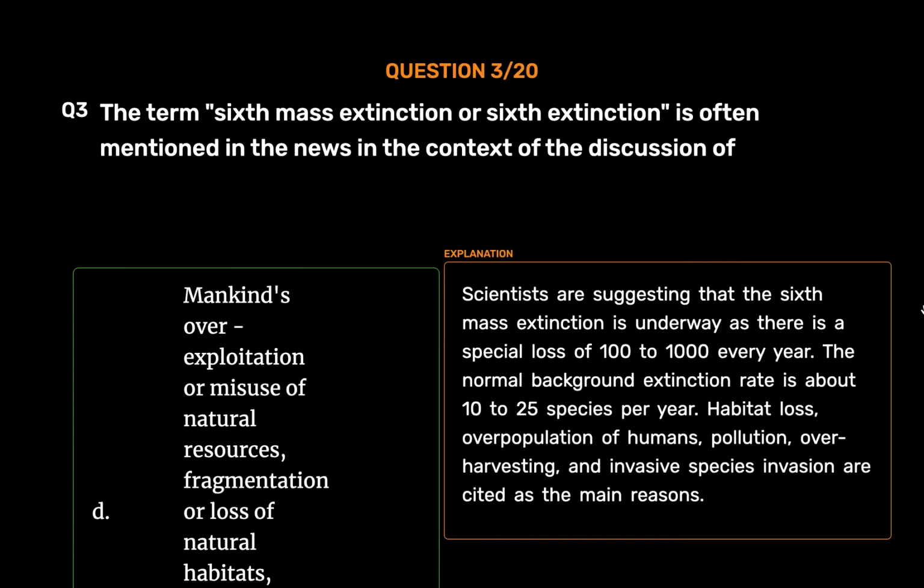change. Scientists are suggesting that the sixth mass extinction is underway as there is a species loss of 100 to 1000 every year. The normal background extinction rate is about 10 to 25 species per year. Habitat loss, overpopulation of humans, pollution, overharvesting, and invasive species invasion are cited as the main reasons.